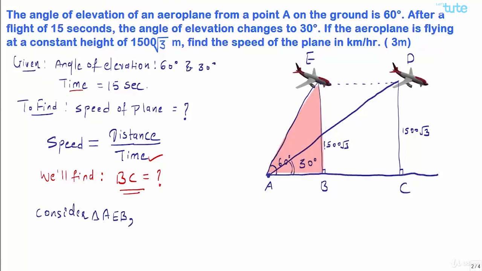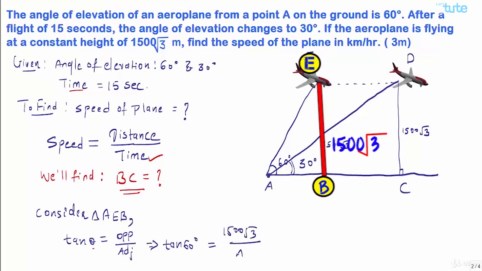Now in this triangle, angle A is 60 degrees and we know that side EB is 1500 root 3 meters and we have to find out AB. So here also we will use the trigonometric ratio tan theta, that is equal to the ratio of opposite side to adjacent side. Now let me tell you why I am using tan here. I am using tan because I know the angle theta, the opposite side, and I have to find out the adjacent side. So this implies that tan 60 degrees is equal to 1500 root 3 upon AB.